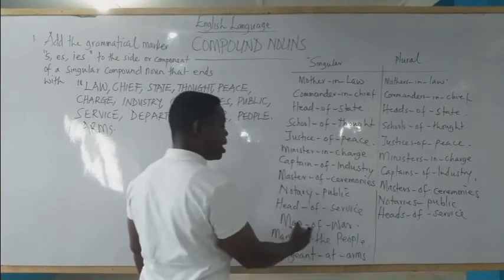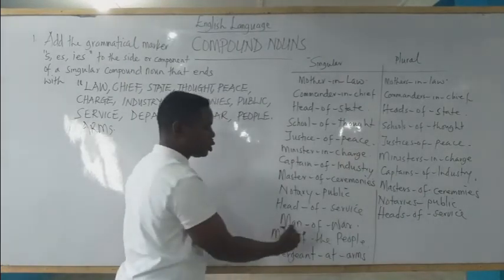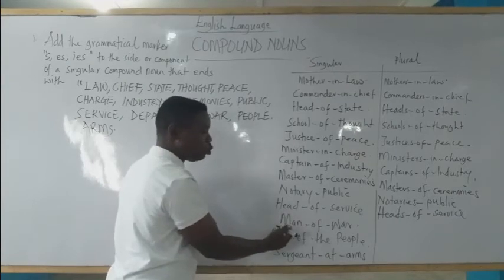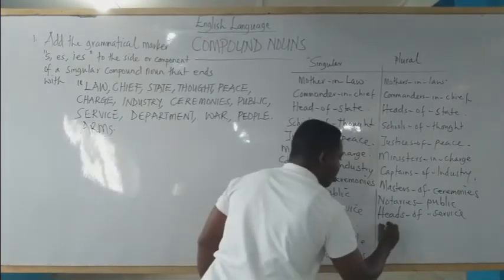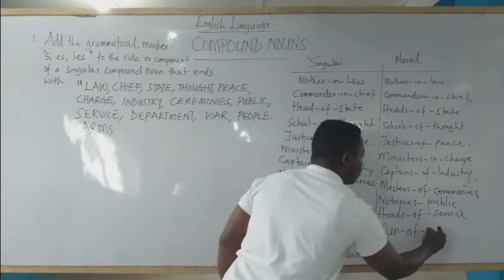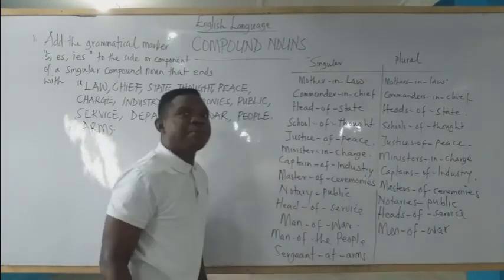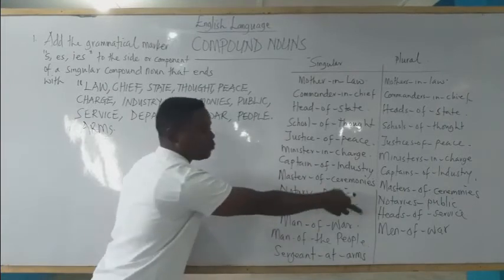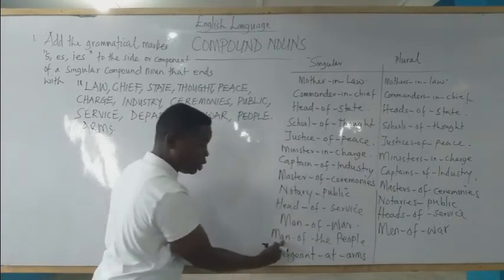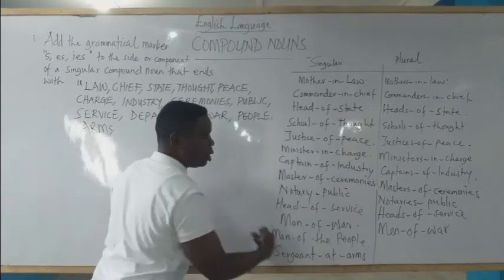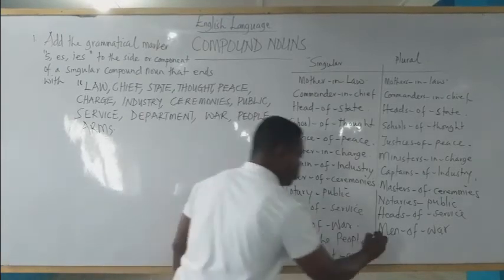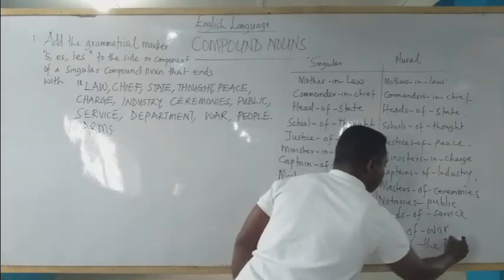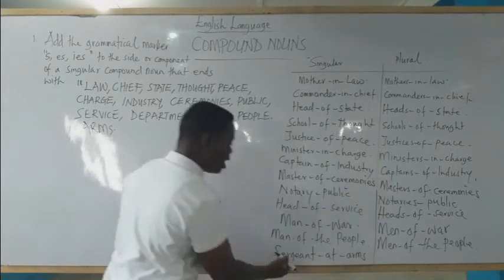We have man of war. Since we have to add grammatical markers to the first side, the plural form of man will then become what? Men. This becomes what? Men of war. You cannot say mans of war, because the plural of man is what? Men. So in plural form, this becomes what? Men of war. Also here we have man of the people. In plural form, that becomes what? Men of the people. That's a plural formation.